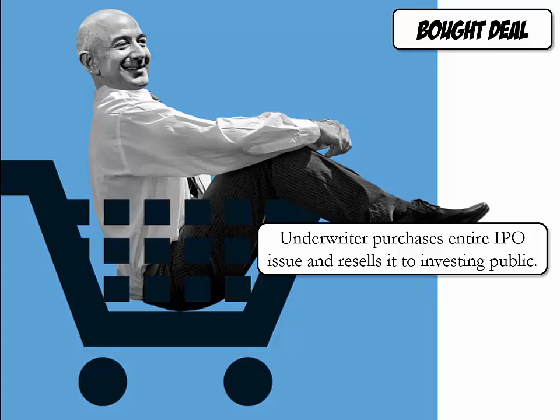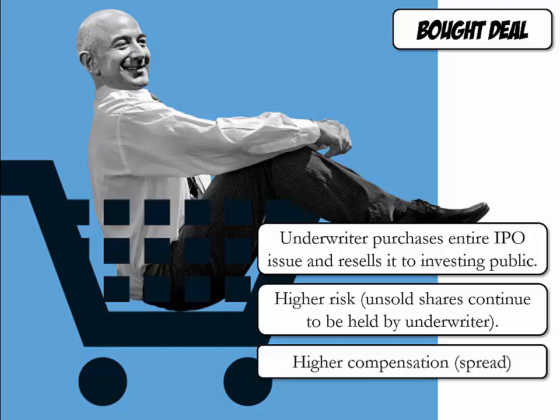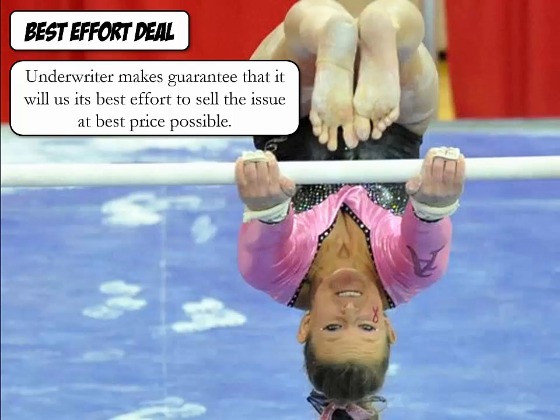In a bought deal, the underwriter purchases a company's entire IPO issue and resells it to the investing public. In this case, the underwriter bears the risk of selling the stock issue, and it would be in his or her best interest to sell the entire new issue, because any unsold shares then continue to be held by the underwriter. The amount of compensation the underwriter makes represents the spread between the price for which the underwriter acquired the stock from the issuer, usually a discounted price, and the price for which the underwriter sells the stock to the public.